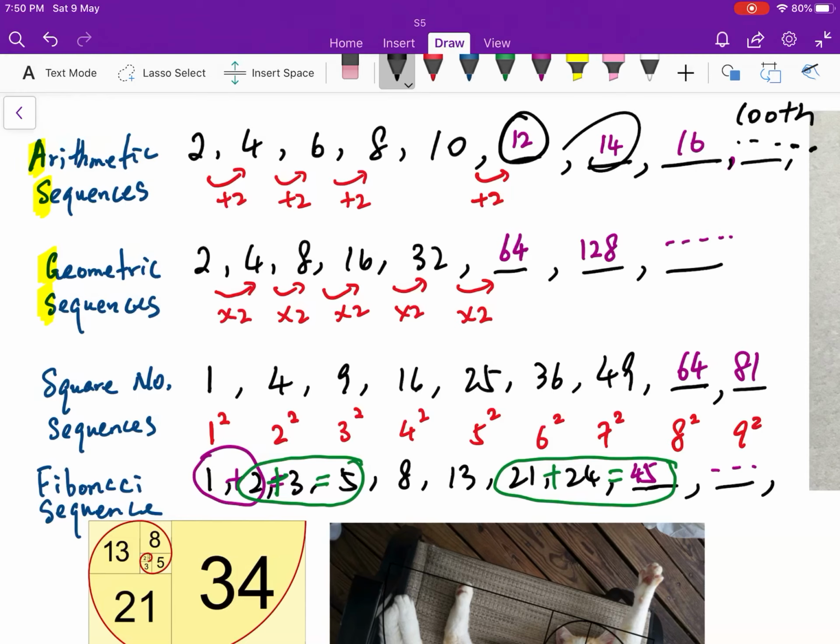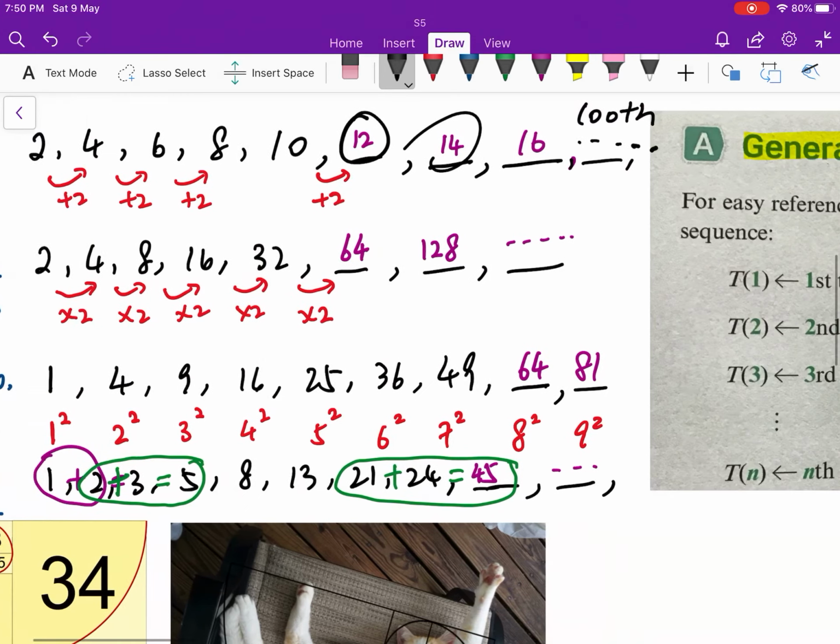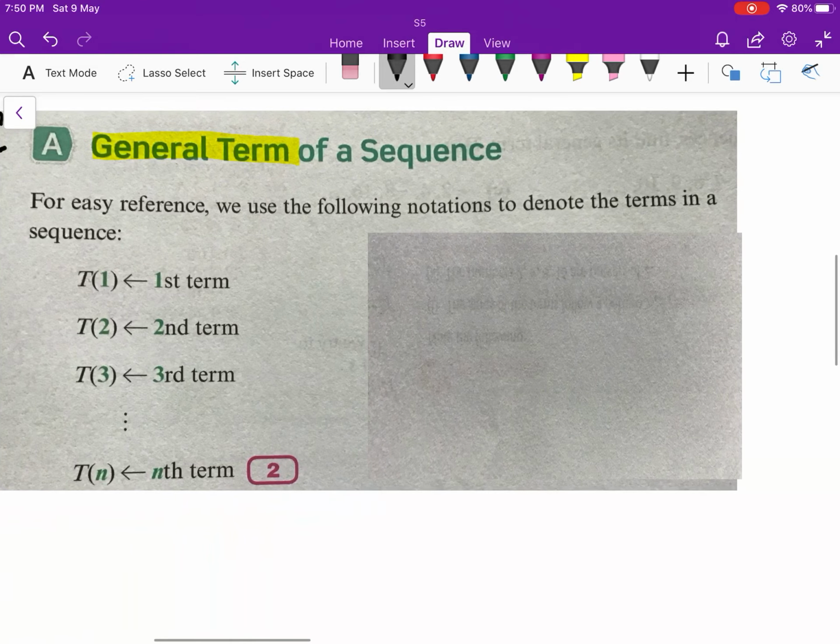So we need to learn a formula. Then we can put some numbers in, and we can get the answer immediately. Here we will learn how to find those formulas. Actually, we have a special name to define this one. We call it the general term. The general term is a formula to find out the value of the sequence.